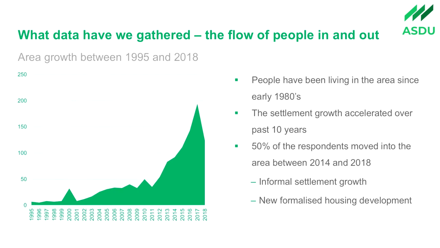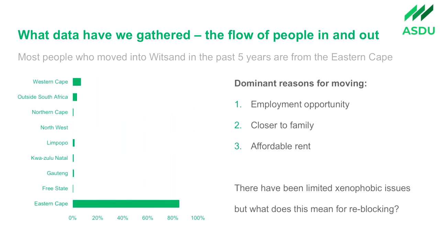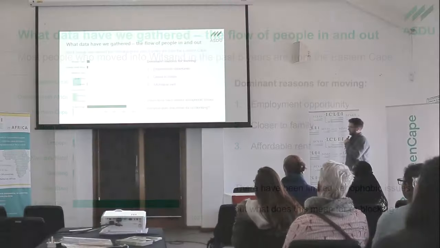We can also see that over the last couple of years, there's been a massive growth in the settlement from about 2014, and this is really based on informal settlement growth and a number of formalized housing projects. But what we can't see, and what in usual planning, is where people are coming from. So we start to see that obviously a large portion coming from the Eastern Cape into the settlements, and a small portion coming from outside of the country.